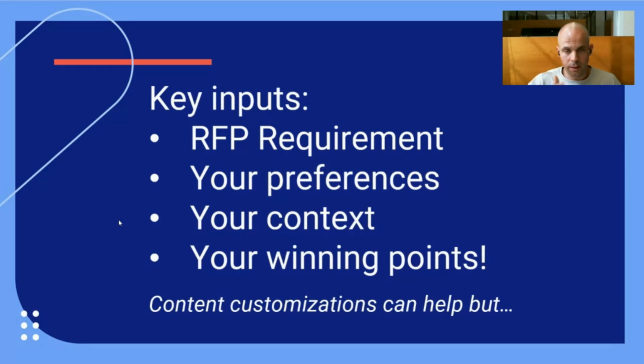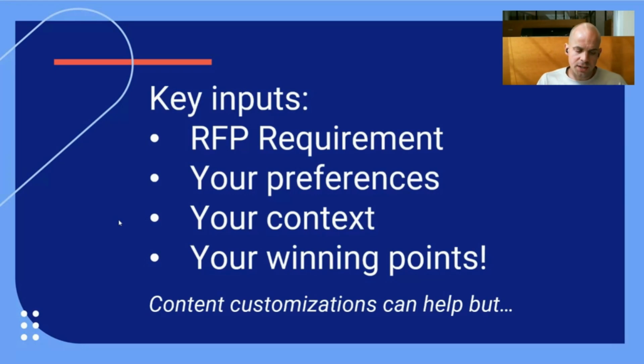This is your company background, your highlights, your past content you want to reuse or to have as a reference. It can be standards, it can be plans, it can be policies, etc. So it's all the context you want the AI to know about what you do and your company. And then finally, you have your winning points for that particular requirement.